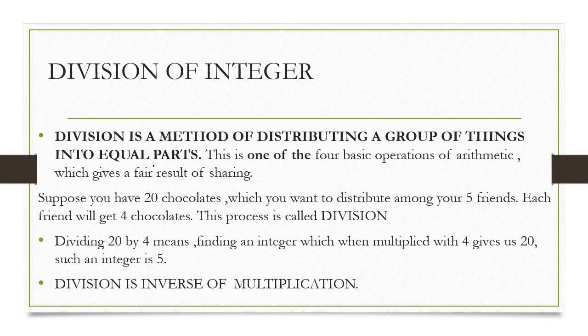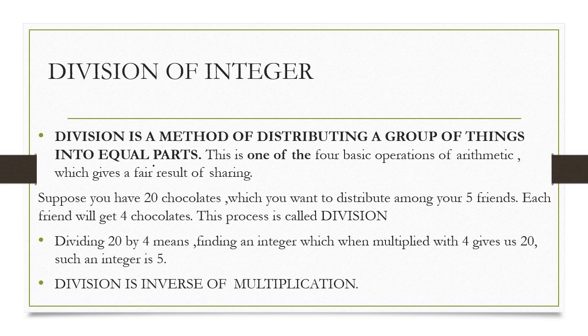Let's take an example. Suppose you have 20 chocolates which you want to distribute among your 5 friends. Each friend will get 4 chocolates. This is what? Equal division. Each friend is getting 4 chocolates. So this process is division.